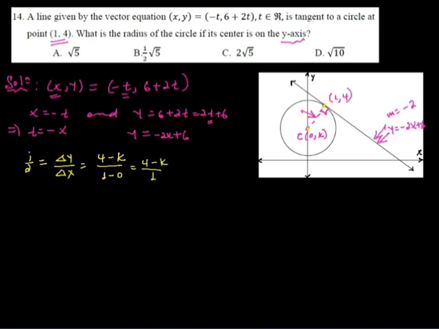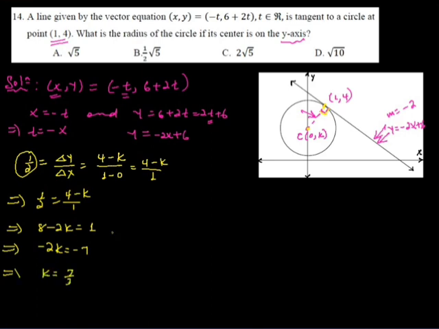Okay, why did we use the slope 1 over 2 for the line passing through the center and point of tangency? Because it's perpendicular to the tangent line. So from this we can get that 1 over 2 is equal to 4 minus k over 1. So using crisscross, 8 minus 2k becomes 1. This implies minus 2k is equal to minus 7. The value of k is 7 over 2. Now we have the center. The coordinates of the center will be 0, 7 over 2. Okay, this is the center. And we know that at the point of tangency we have 1, 4.